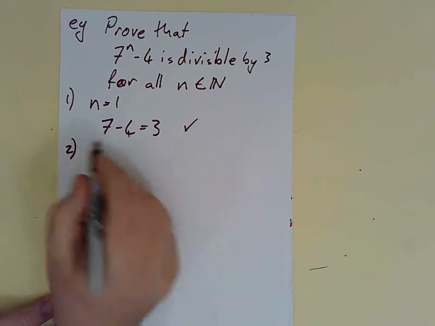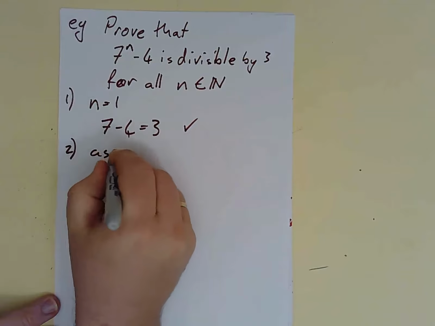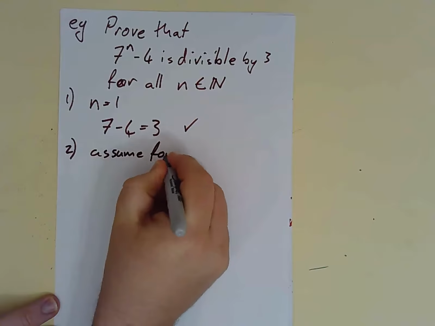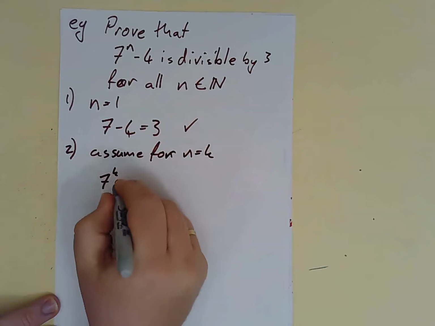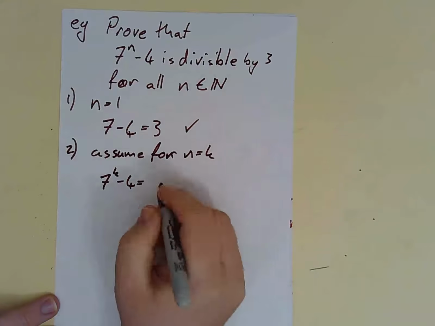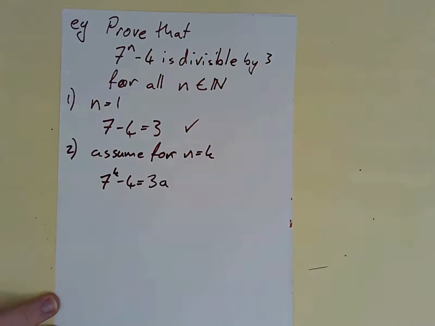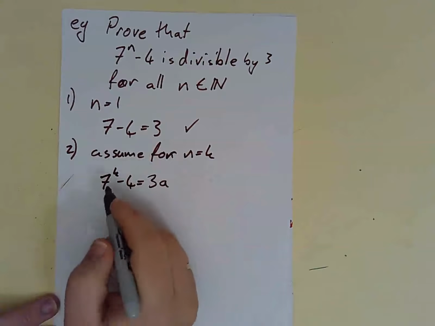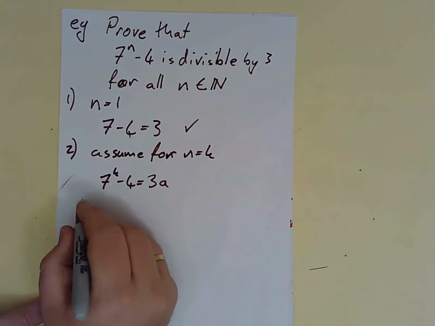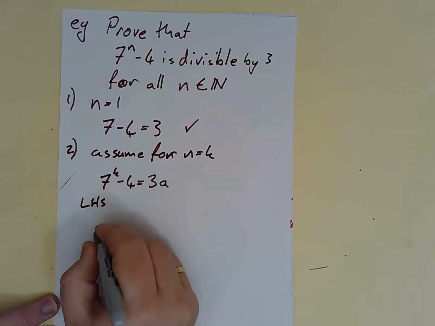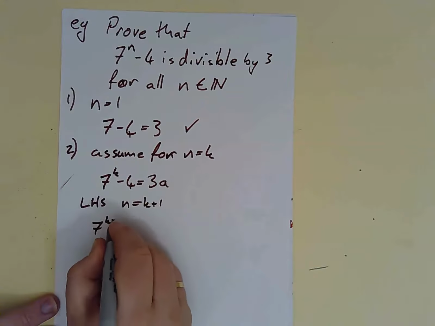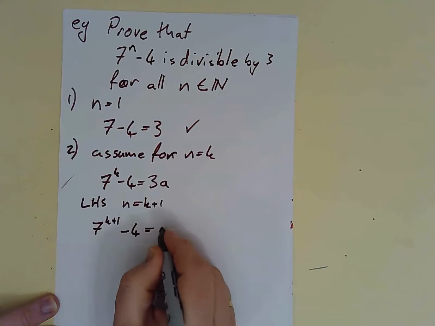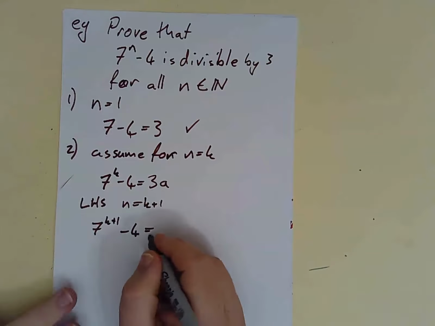So part 2 is assume for n equals k. So I've got 7 to the k minus 4 equals, now divisible by 3, I'm just going to say it's 3 times something, 3 times a. Okay? Now, we want to now look at the left-hand side when I've got this k plus 1, n equals k plus 1. We've got 7 to the k plus 1 minus 4 equals, and we don't know what it equals.